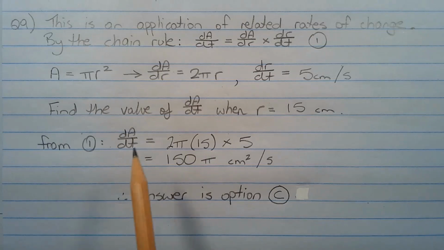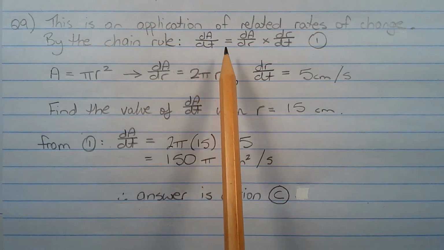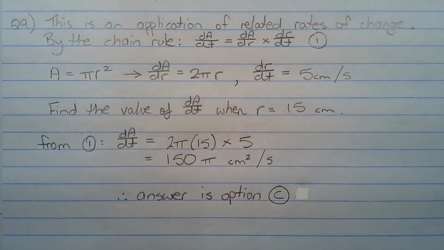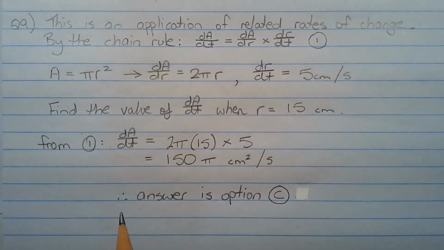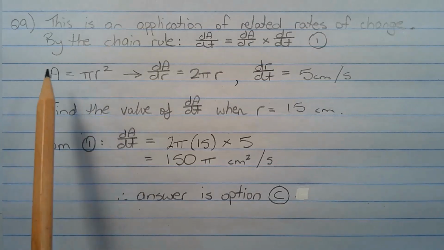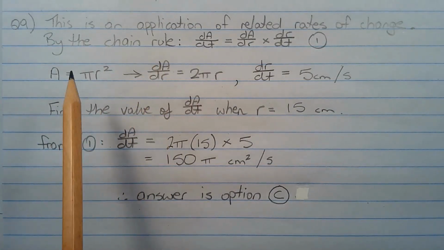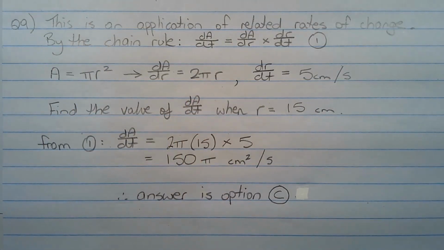So by the chain rule, the rate of change of the area of the ripple with respect to time is equal to the rate of change of the area of the ripple with respect to the radius of the circle multiplied by the rate of change of the radius with respect to time. We'll call that equation number 1. Now the area of the circle is given by the formula A equals pi r squared. So dA/dr is the derivative of pi r squared with respect to r, which equals 2 pi r.